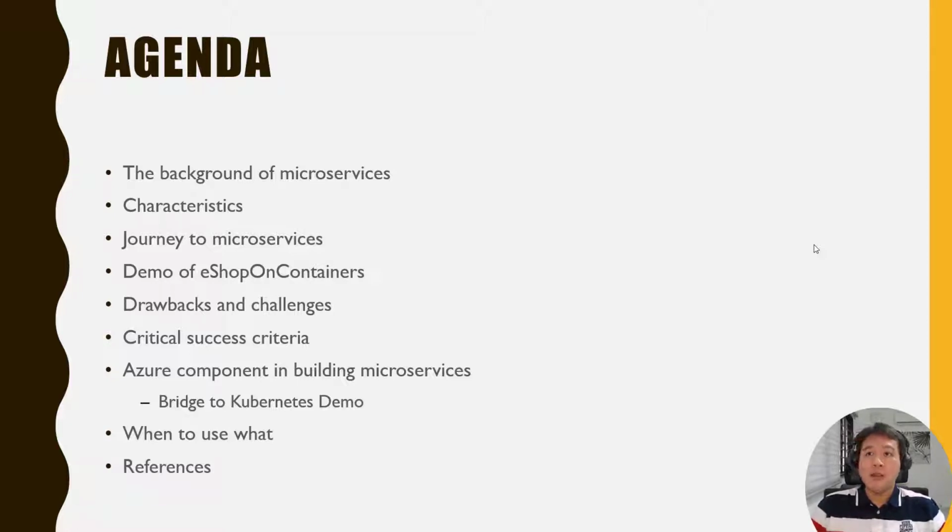Now, having learned the benefits and advantages of microservice architecture, it's important for us to also understand the drawbacks and challenges of this architecture. Then we will see how we can leverage some of the Azure components to ease the challenge, including a great tool called Bridge to Kubernetes. I'll conclude by providing my thoughts on when to use microservice versus monolithic. And without further ado, let's get started.